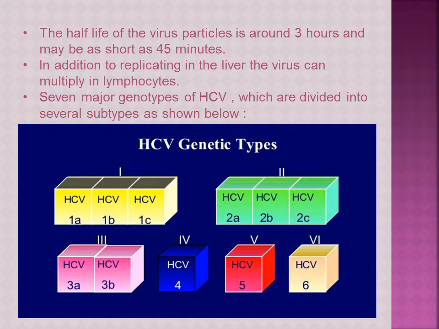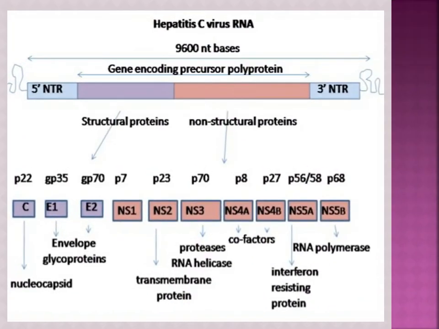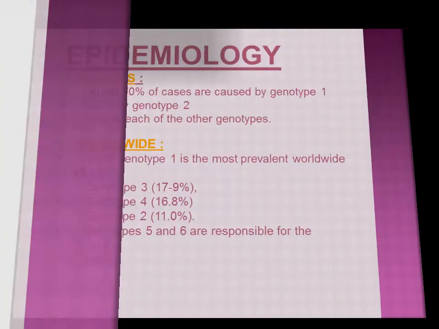There are major genotypes of HCV, which are further divided into subtypes as shown in the following figure. Now we come to the slide showing the structural proteins and non-structural proteins of the RNA virus.